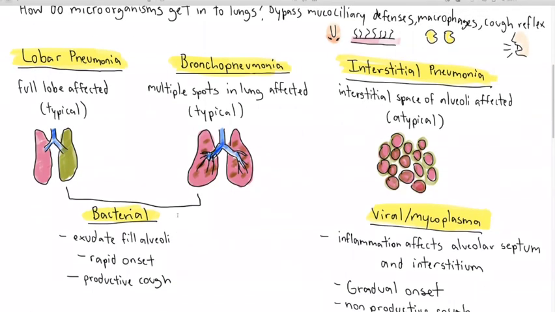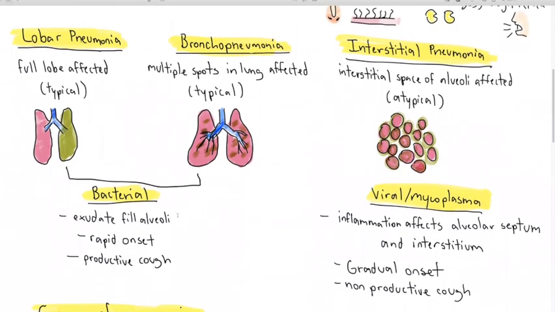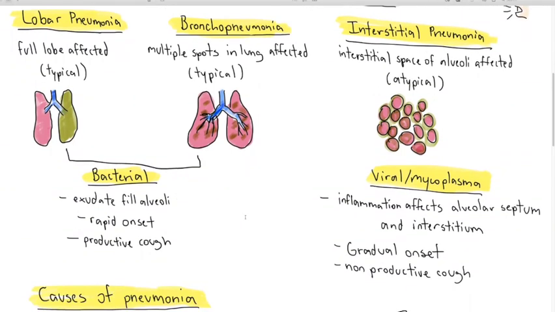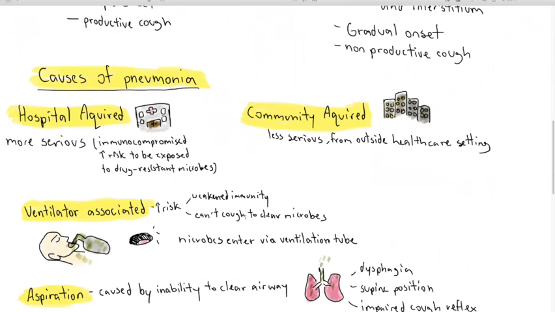In terms of atypical pneumonia, that's viral and mycoplasma. The inflammation affects the alveolar septum, and the symptoms are less striking, probably due to the lack of alveolar infiltration and purulent sputum. This means there's a gradual onset and a non-productive cough.